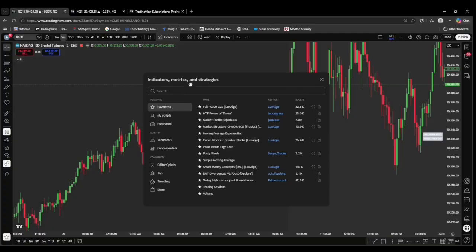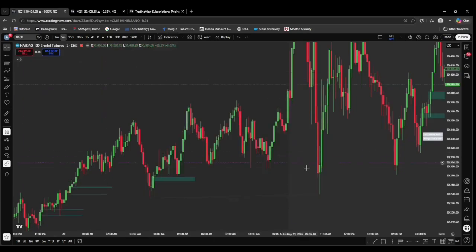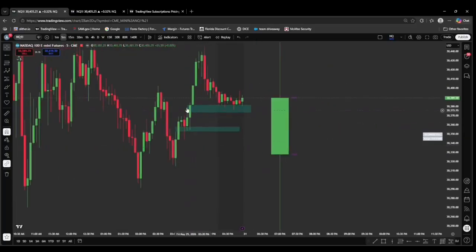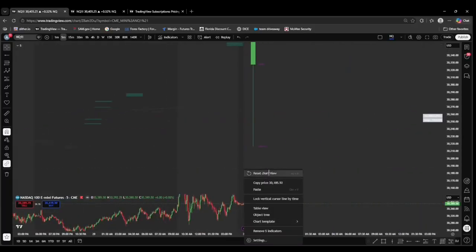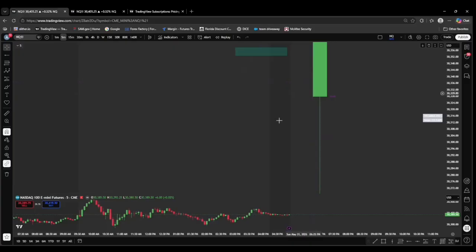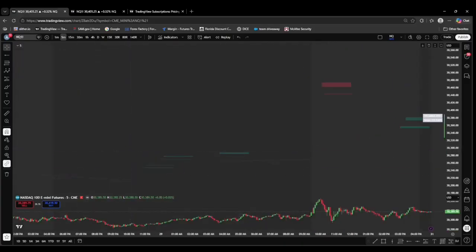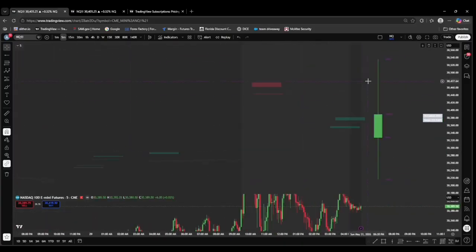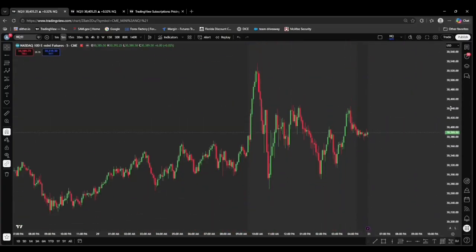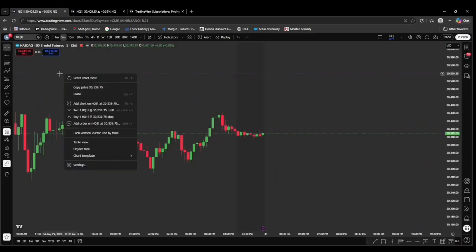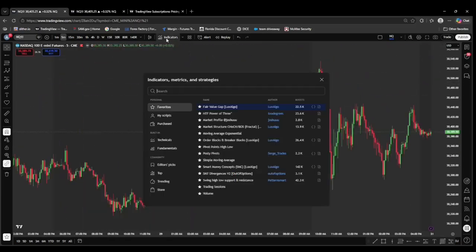But if you hear people talk about indicators, let's just put on fair value gaps. Okay, it started marking out the fair value gaps. It marked out a bullish fair value gap here, a bullish fair value gap here. Uh-oh. Reset chart view, because what happened? Oh, I know what happened. Why is my chart not showing? Okay, now reset chart view. Oh wow, it took all my indicators off.